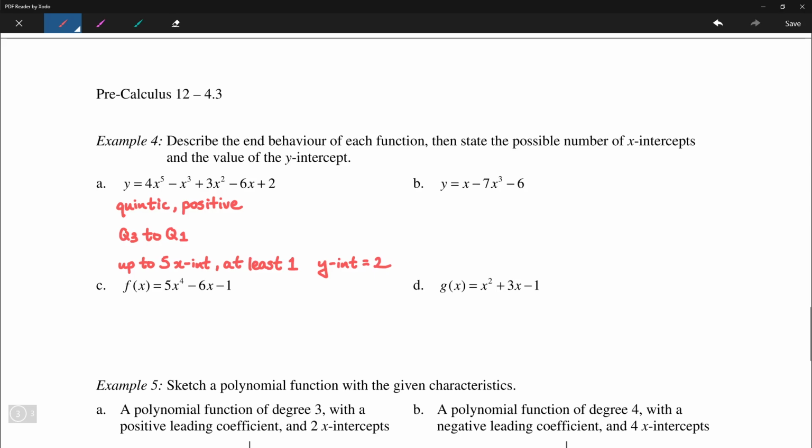Okay, next up, the second example, b. This is a cubic function. Notice that the middle term is negative 7x cubed, so it's going to be negative. One way the question can be tricky is for the terms to not be listed in order. In this case, since it's negative, it's going to be coming from quadrant 2 and ending in quadrant 4. A cubic function, again, is odd, so this is going to have up to 3 x-intercepts and at least 1.